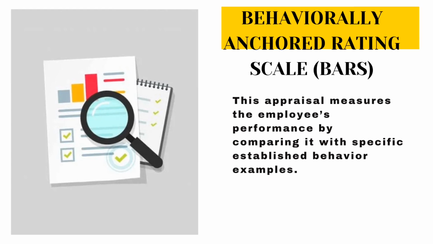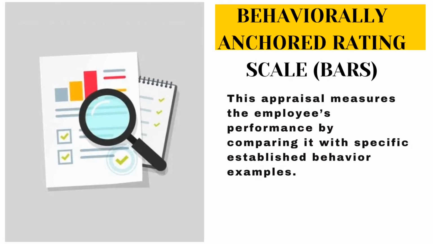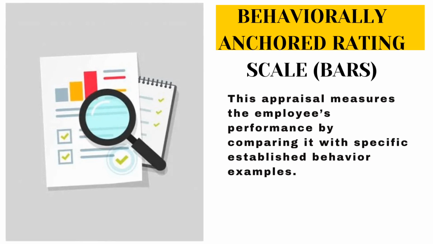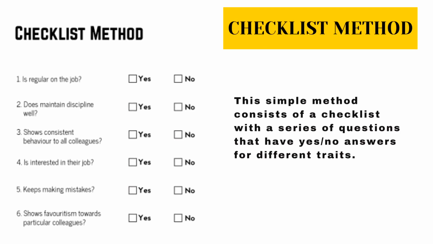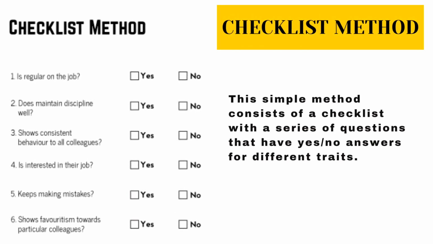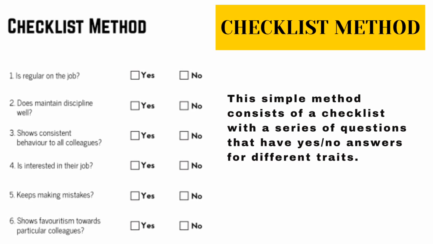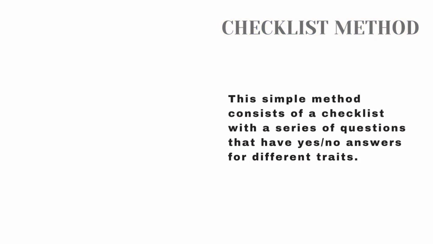Next is behaviorally anchored rating scale or BARS. This appraisal method measures the employee's performance by comparing it with specific established behavior examples. Each example has a rating to help collect the data. Fourth is the checklist method. This is a very simple method. It consists of a checklist with a series of questions that have yes or no answers for different traits.